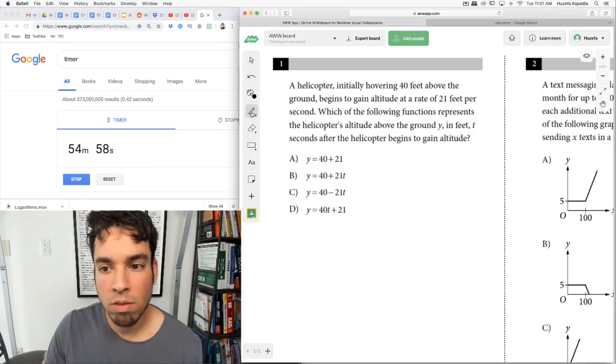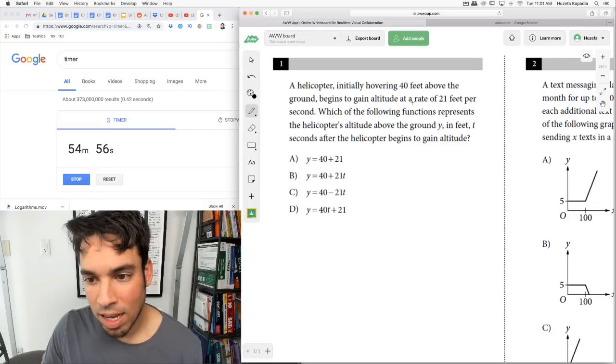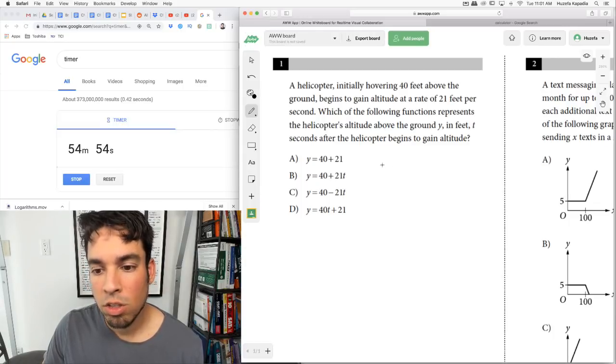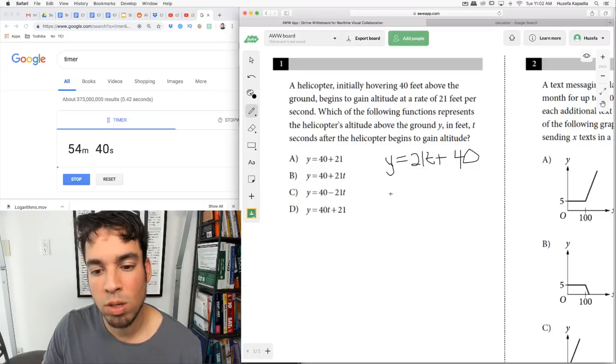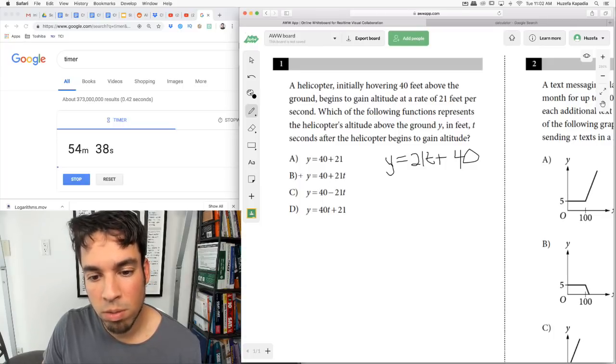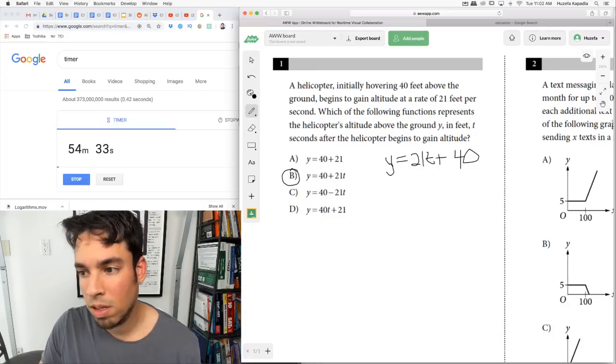A helicopter initially hovering 40 feet above the ground begins to gain altitude at a rate of 21 feet per second. So we're turning this into a linear equation. Since it's starting at 40, that's my y-intercept, and then it's increasing at 21 feet per second, which is my time. So every time t increases by 1, the whole height goes up by 21. So here's the equation, 40 plus 21t. They just rearranged the 40 and the 21, but it's the same thing.